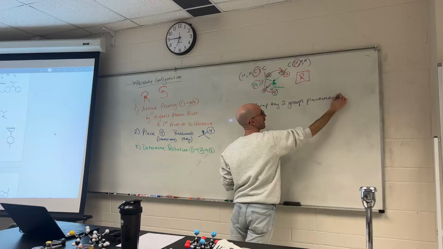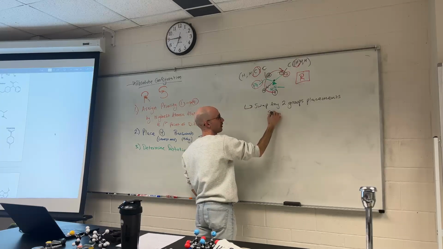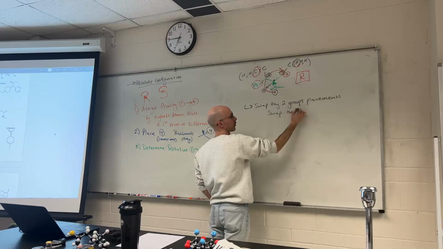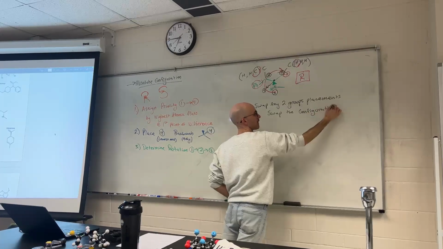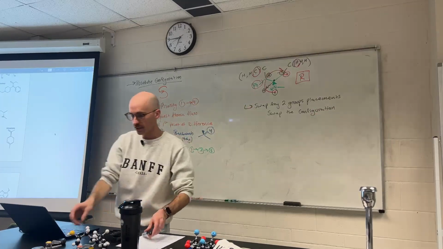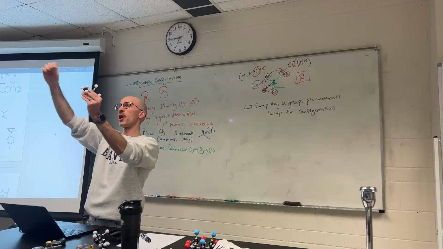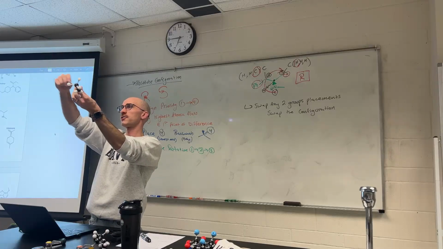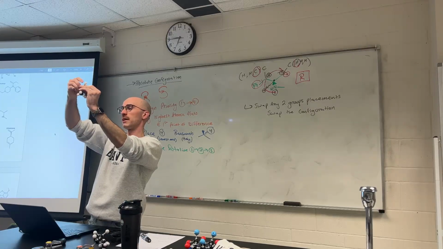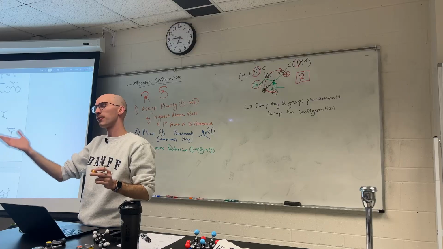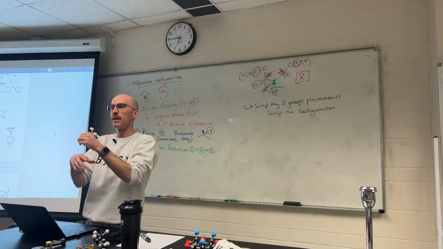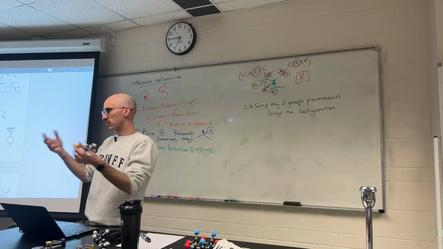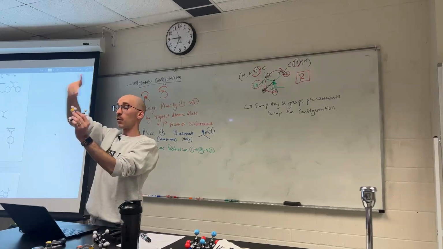Swap the placement of any two groups. Swap the configuration. If you want to show the enantiomer, all you have to do is break two groups off and swap how they're bonded. Okay, physically, you don't do that. You don't take a molecule and break the bonds apart and swap them. This is a mental game, or a drawing game.